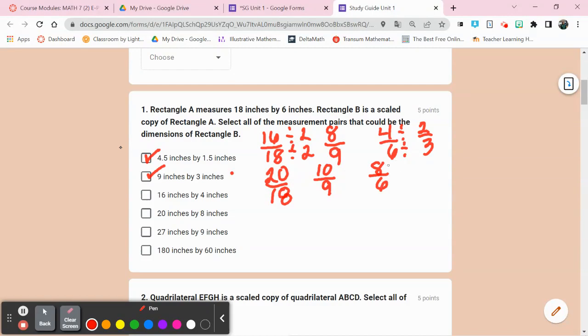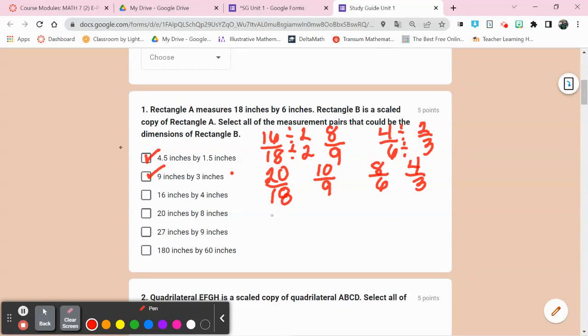Practice, practice. 8 divided by 2 is 4. 6 divided by 2 is 3. These are not the same two scale factors. That is not a scaled copy. Let's move on to this. Let's see, that's the fifth one.